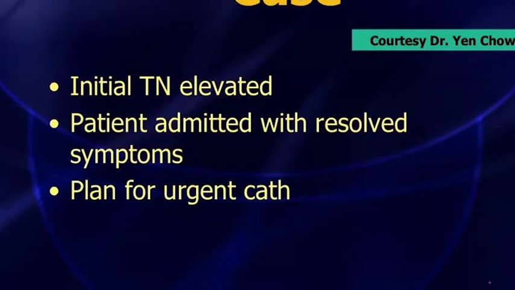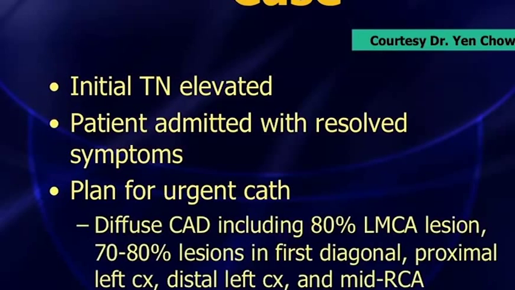So what he did was he sent off some labs. The initial troponin was already elevated. He admitted the patient. The patient's symptoms were much improved, perhaps even resolved. Planned for urgent cath on this patient, and to no surprise, the urgent cath showed significant left main coronary artery occlusion and also multi-vessel involvement as well. 70 to 80% lesions in the first diagonal, the proximal left circumflex, the distal left circumflex, and the mid RCA. This guy has significant multi-vessel involvement, and so no surprise he ended up going for cardiac bypass surgery.